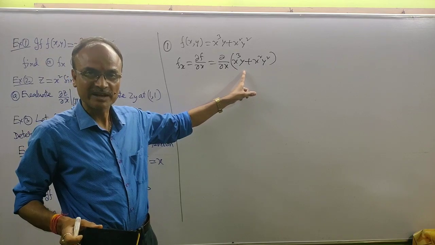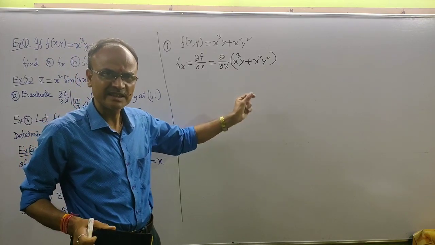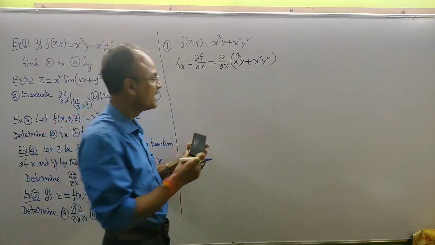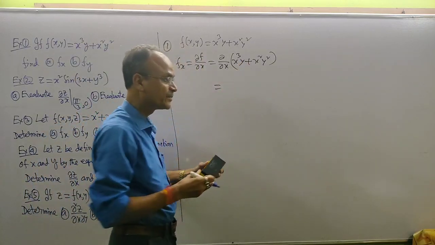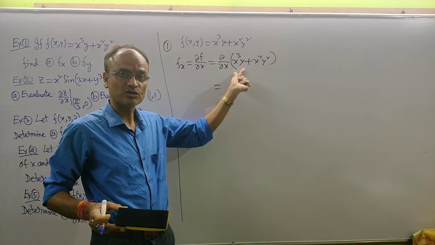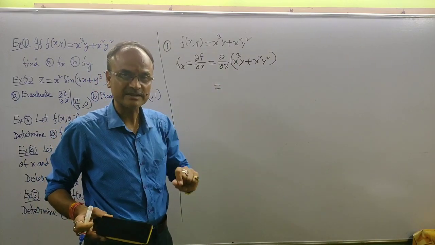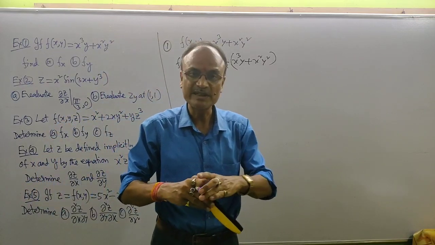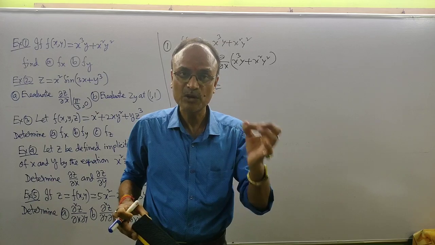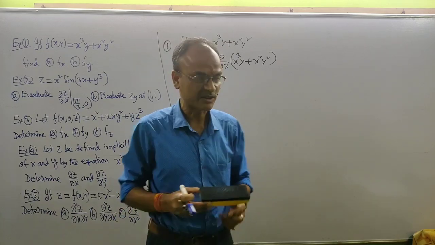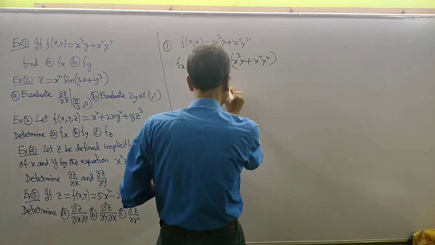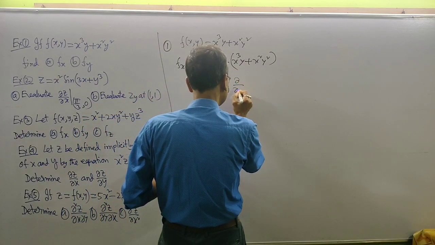Just differentiate it as ordinary differentiation, treating y as constant. It is y constant. When you differentiate a constant times a function, the differential coefficient of the product of a constant and a function is equal to the product of the constant and the differentiation of the function. Means the constant can be taken outside.